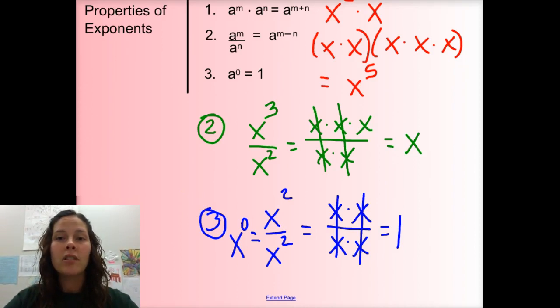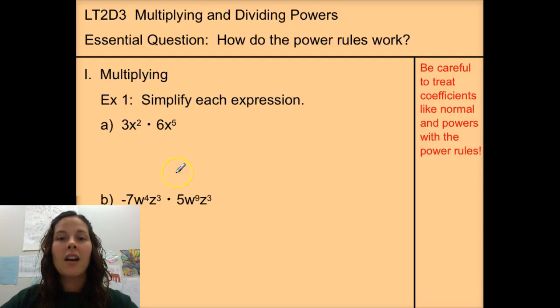It's really important to understand why these rules work, and then you will be able to apply them correctly. If this process doesn't make sense to you, the why the rules work, then it's going to be much harder to get our expressions simplified. Our essential question for this lesson is, how do the power rules work? So that's what I just explained in the last slide, and it's important, again, I can't stress this enough, to keep that in mind as you're simplifying these expressions.